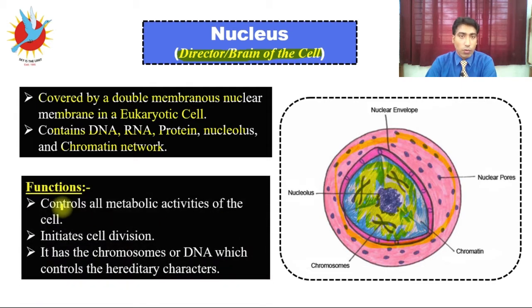Function. So why is it called the director or brain of the cell? Because it controls all the metabolic activities of the cell. It initiates cell division. It has chromosomes or DNA which control the hereditary character. So it can transfer the character from one cell to another cell, or from one generation to another generation. That is why it is responsible for hereditary character.